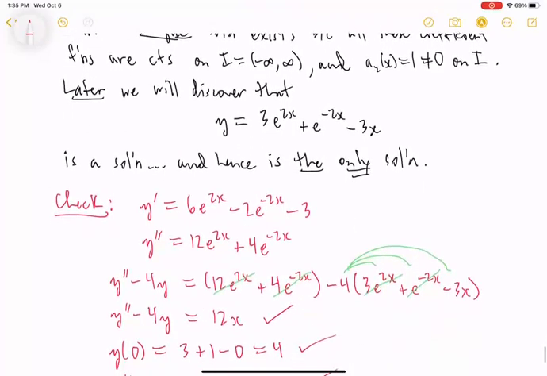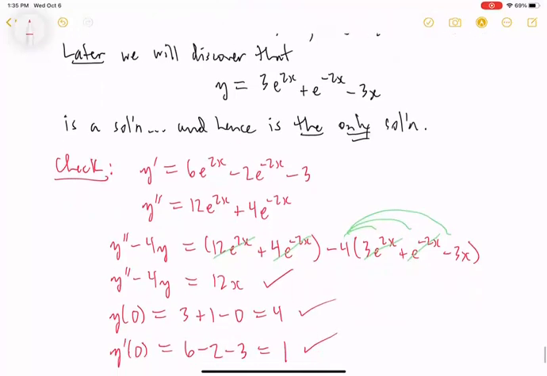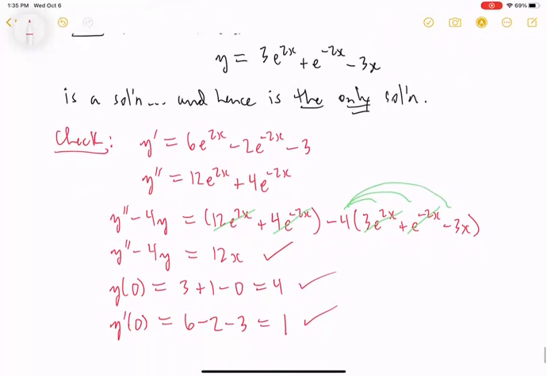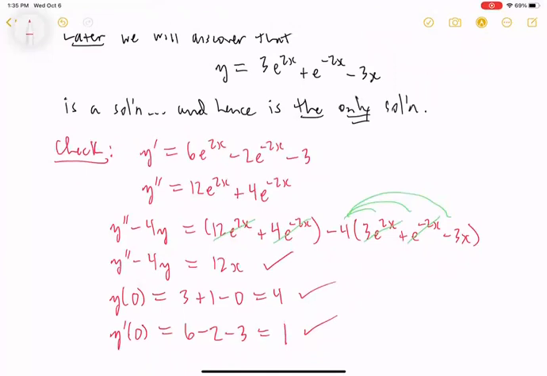And then we want the derivative at 0 to be 1. So I plug 0 into the derivative right there. It's going to be 6 times 1 minus 2 times 1 minus 3. 6 minus 2 minus 3 is 1. So does this thing satisfy the initial condition? Yes, it does. Okay, that's nice. Any questions on that? I think that's kind of neat.